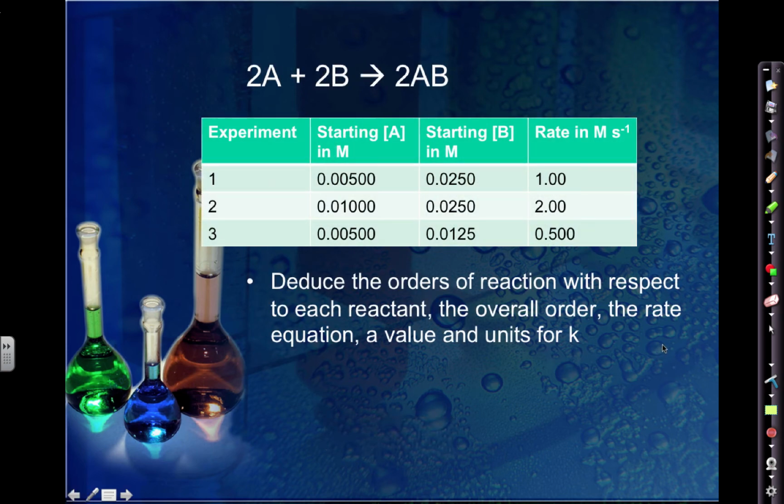All right, so let's look at this. We're going to deduce the orders of the reaction, find the overall reaction, the rate equation, and the value and units for K. So instead of doing it with reasoning, I'm going to go through and do it with math. So what you do is you take the rate of one experiment, and you plug in the numbers that you do know for the concentrations of your reactants.